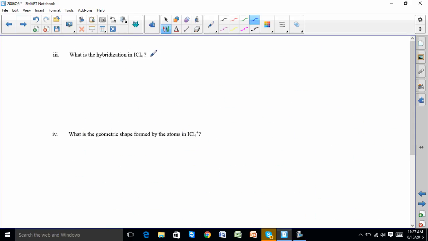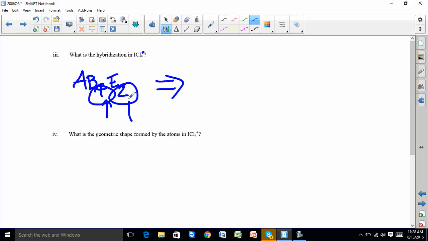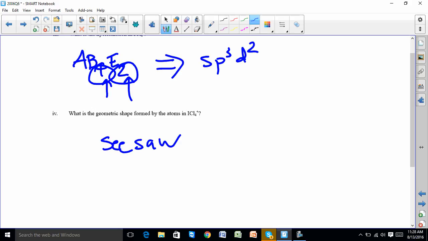What's the hybridization of ICl4 minus? I can't read this. I don't know why, but in here I can't see the minus, but I can see it on your worksheet. ICl4 minus is an AB4E2, and 4 plus 2 is 6, so it needs to involve 4 bonding orbitals and 2 non-bonding orbitals. So it has to be sp3d2. And what is the geometric shape formed by this seesaw? I already wrote that. That was actually a pretty fast one, and that is it.